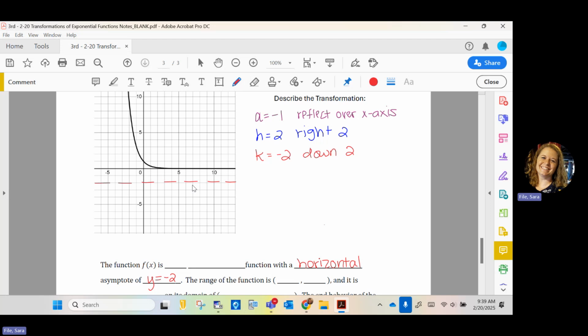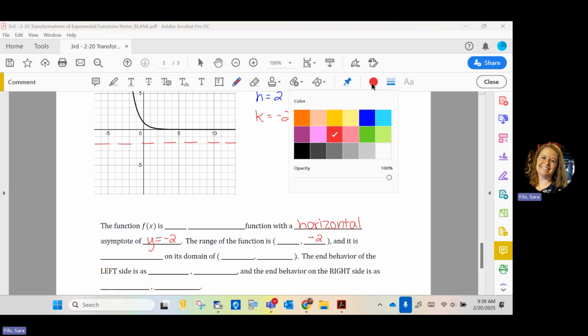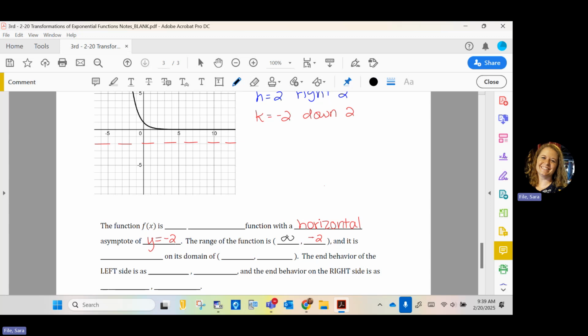If my graph is going to be under the asymptote here, what's the range? It's going to come from -infinity up to k. So -infinity to -2. If you want to go ahead and write that before you draw it, you can. A lot of this can be filled in before we draw the graph. Still an exponential function. The domain never changes.